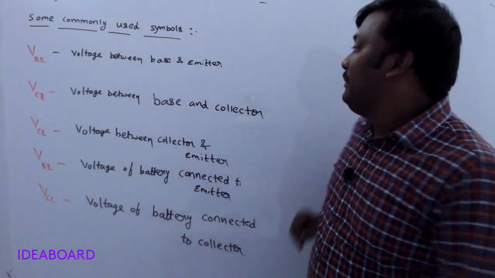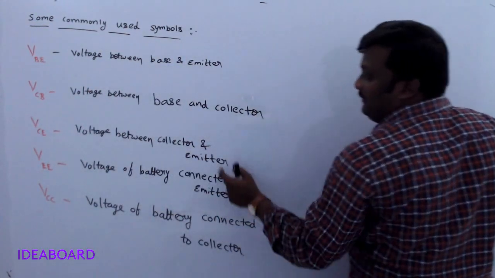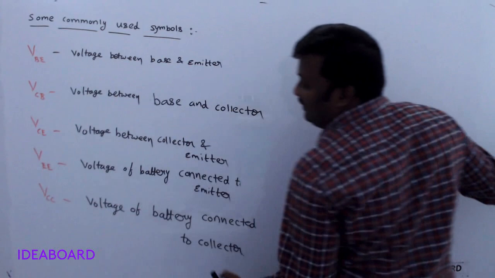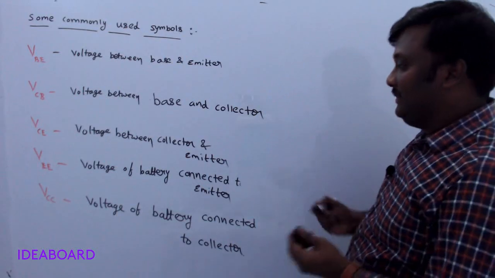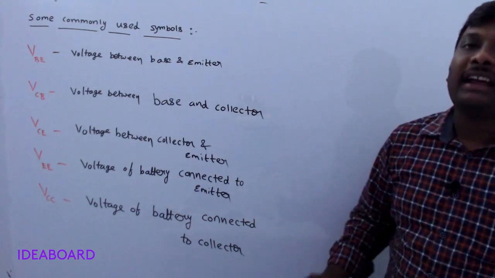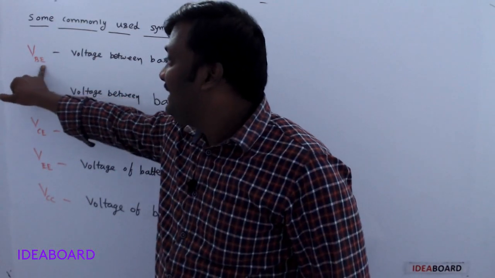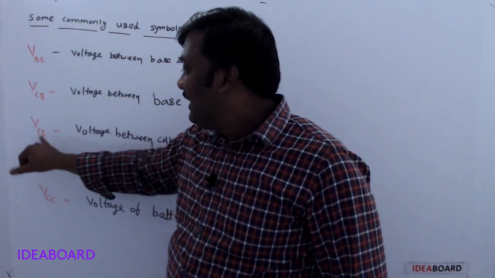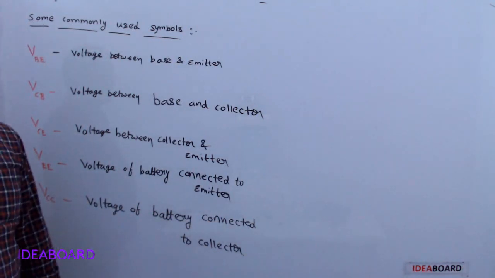VCB is the voltage between the base and collector. VCE is the voltage between the collector and emitter. VEE is the voltage of the battery connected to the emitter, and VCC is the voltage of the battery connected to the collector. Understand? So the prefixes indicate BE means base-emitter, CB collector-base, CE collector-emitter. Particularly VEE indicates the voltage of the battery connected to the emitter, and the voltage of the battery connected to the collector is represented by VCC. Understand?